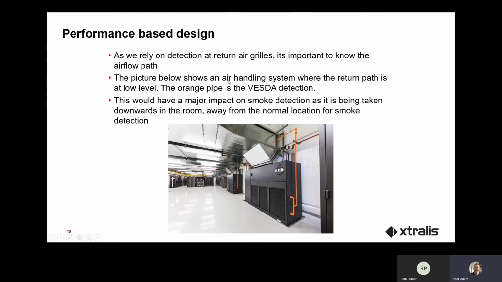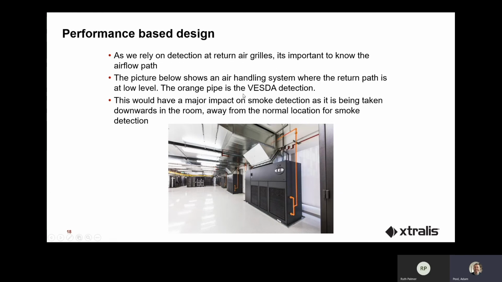Performance-based design is something that as a manufacturer we've talked about for years, and it's basically just saying what can you do beyond the code to make the system more effective? Is there any way that you can improve detection performance? So taking this as an example, as we rely on detection at return air grills, it is important to know the airflow path, so performance-based design.